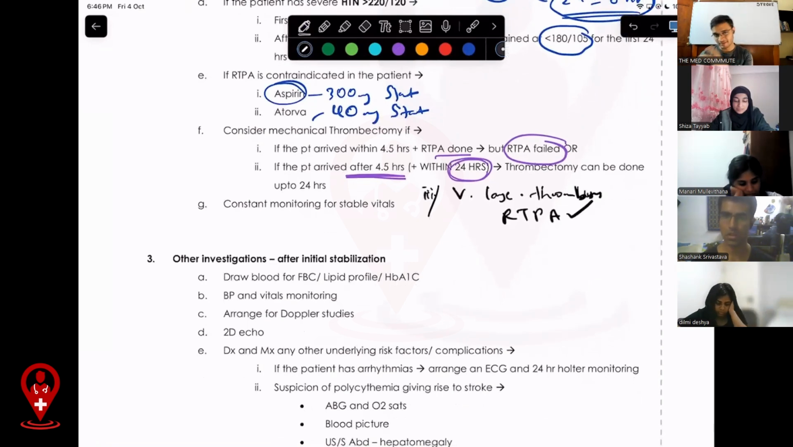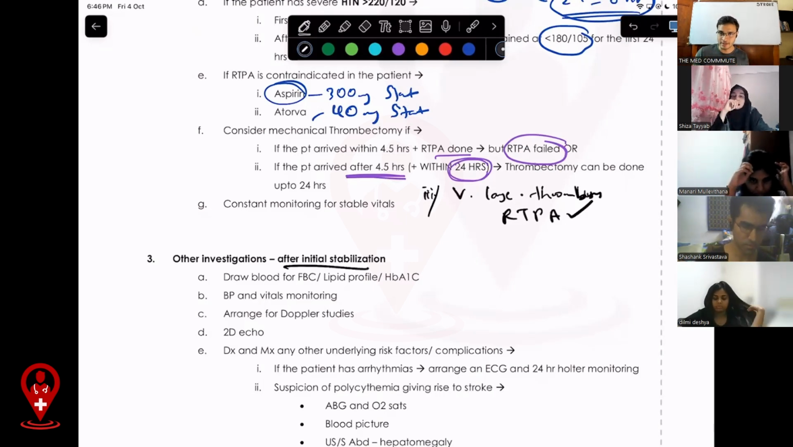Constant monitoring of the stable vitals. Guys, those are obvious things, no? You have to make sure you monitor the vitals. I'm not even going to mention those. Let's move on. Now, what are some other investigations you can do after the initial supplementation?